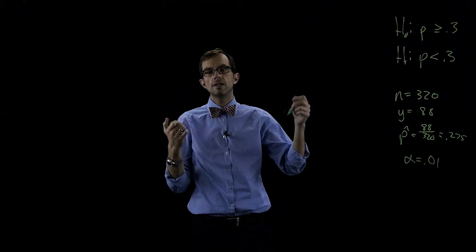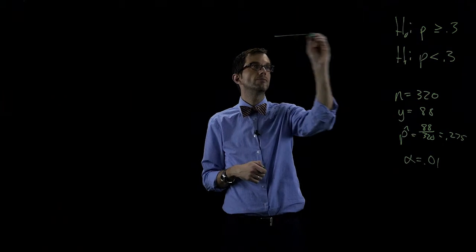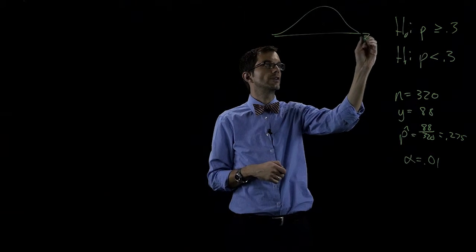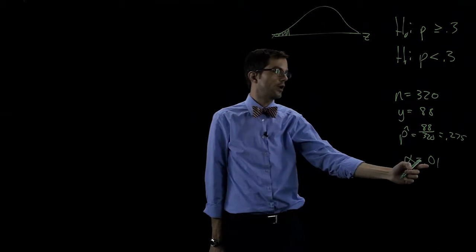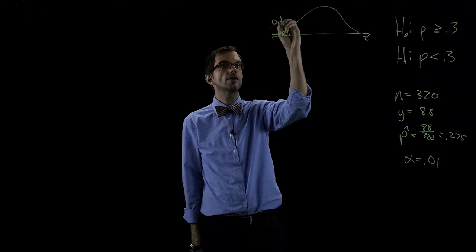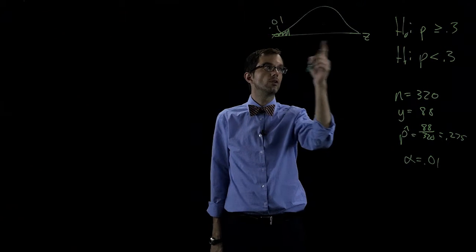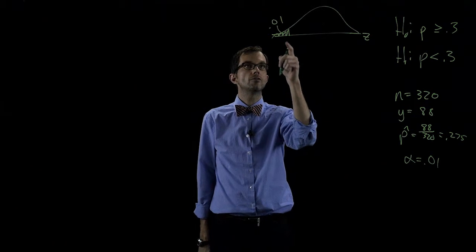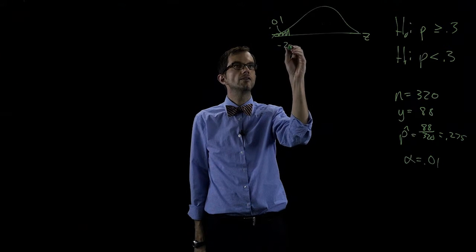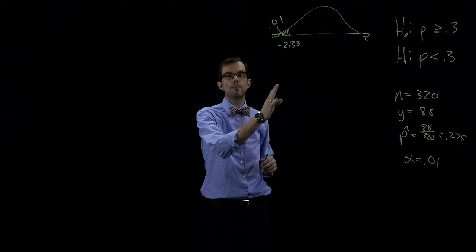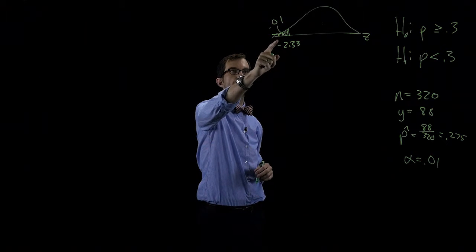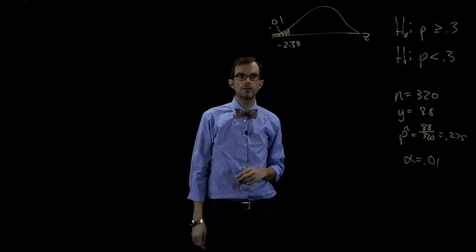So let's use the critical value approach first. Here is our Z distribution. We want a lower tail test, and we want 0.01 to be in that lower tail. And if we go look up the value of Z, what the critical value would be here, that is negative 2.33. So our critical value, beyond which lies our rejection region, is at negative 2.33.